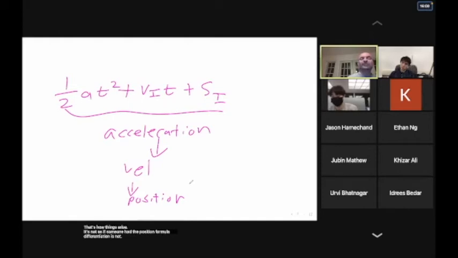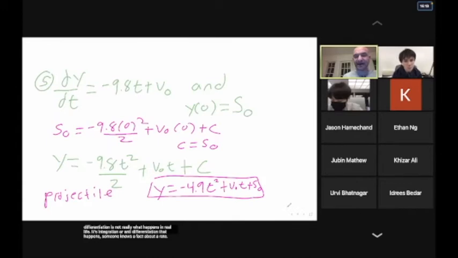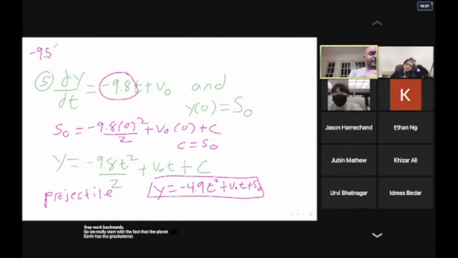Differentiation is not really what happens in real life. It's integration or anti-differentiation that happens. Someone knows a fact about a rate and they work backwards. So we really start with the fact that the planet Earth has the gravitational constant negative 9.81 meters per second squared. That's the acceleration. And then we back it up.